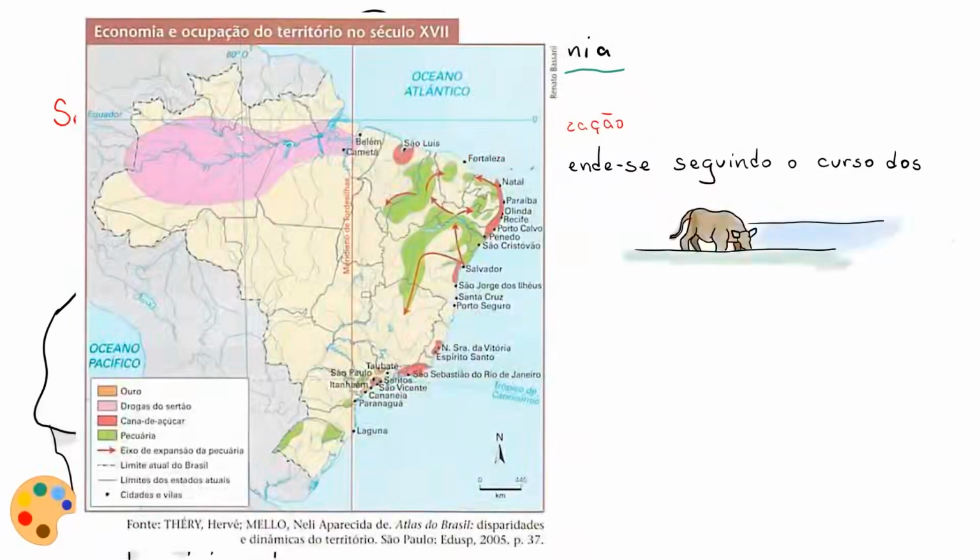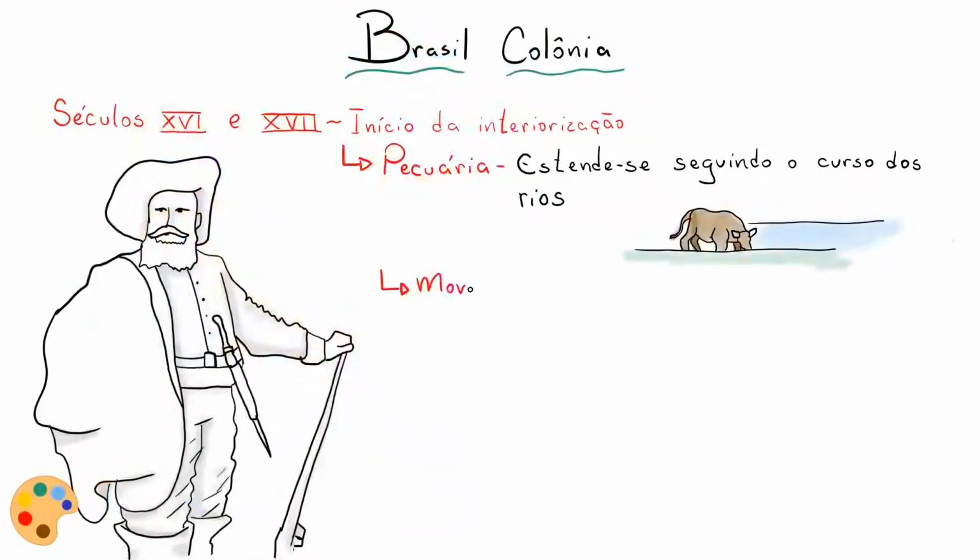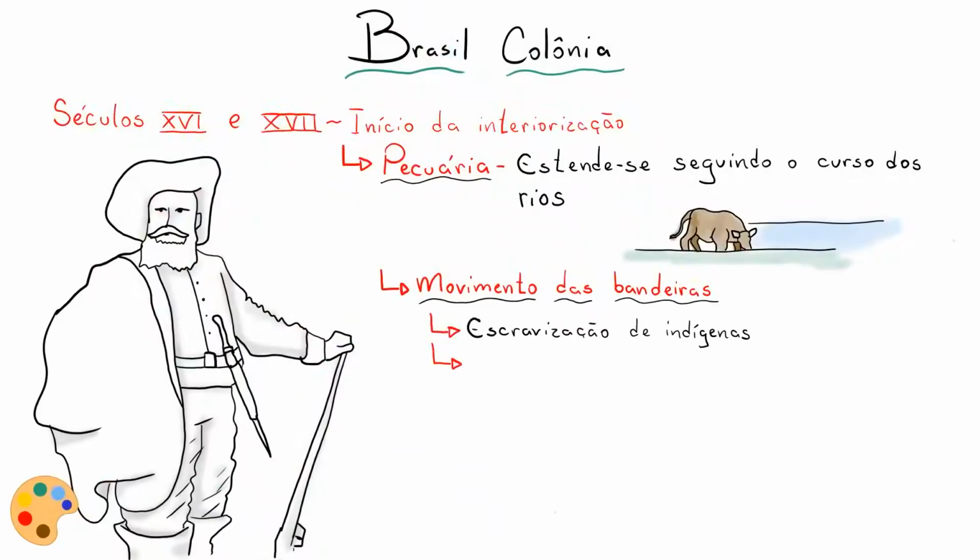Another key point that marks the movement into the Brazilian interior is the beginning of the Bandeiras movement, which were expeditions that left São Paulo heading into the interior of the colony. This had 2 main objectives. The first was the capture of indigenous people for enslavement and trade, and the second was to find wealth, mainly precious stones and metals, which actually happened, didn't it?